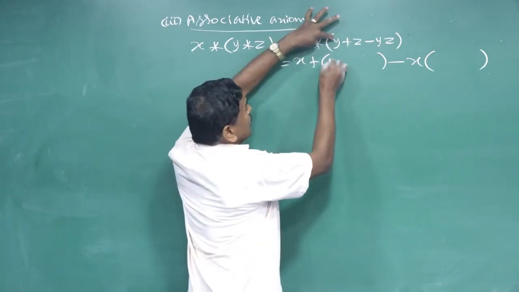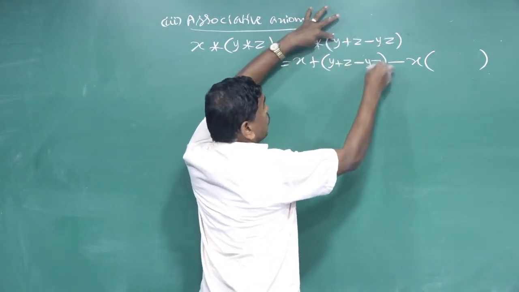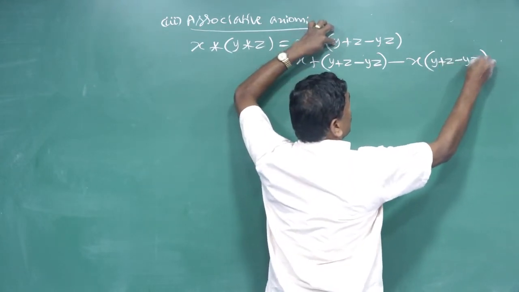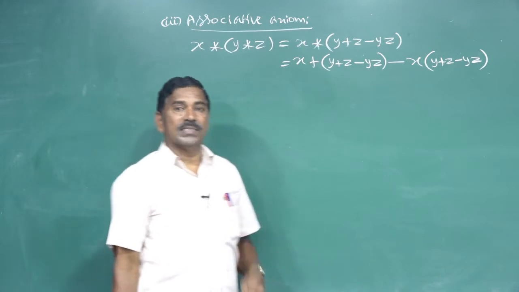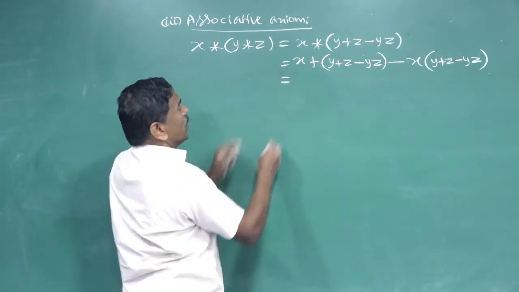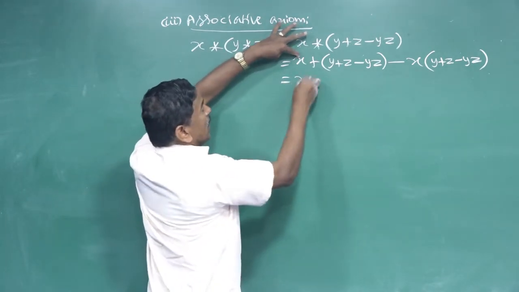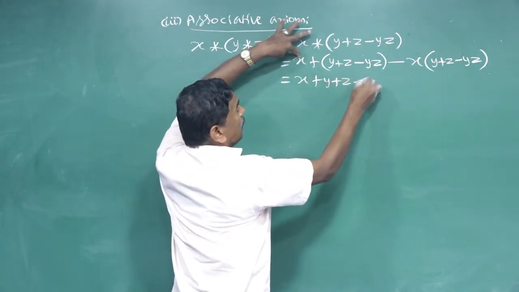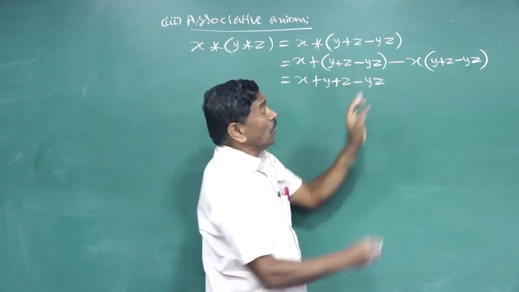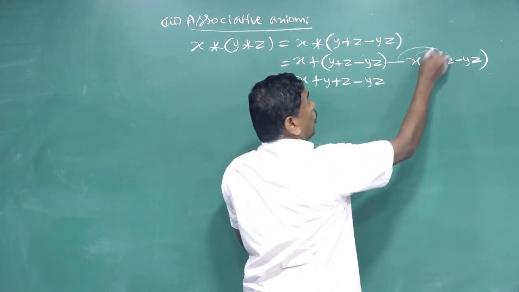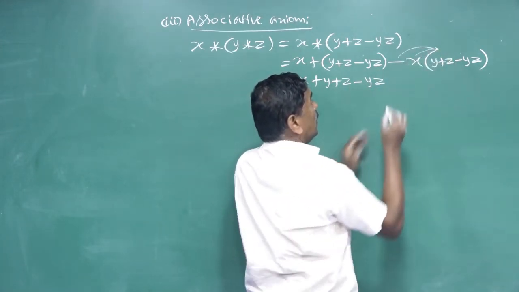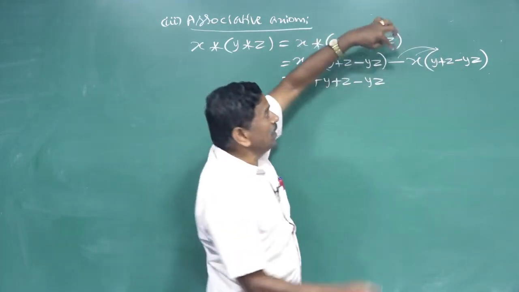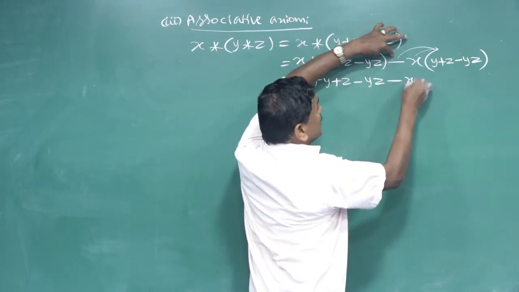What is the bracket? The bracket is equal to y plus z minus yz. That's all. Now just do the algebraic simplification. Here x plus anything stays the same, so x plus y plus z minus yz. Now minus x is going to multiply inside the bracket. Can you tell me your answer? That is minus x into y, minus xy.